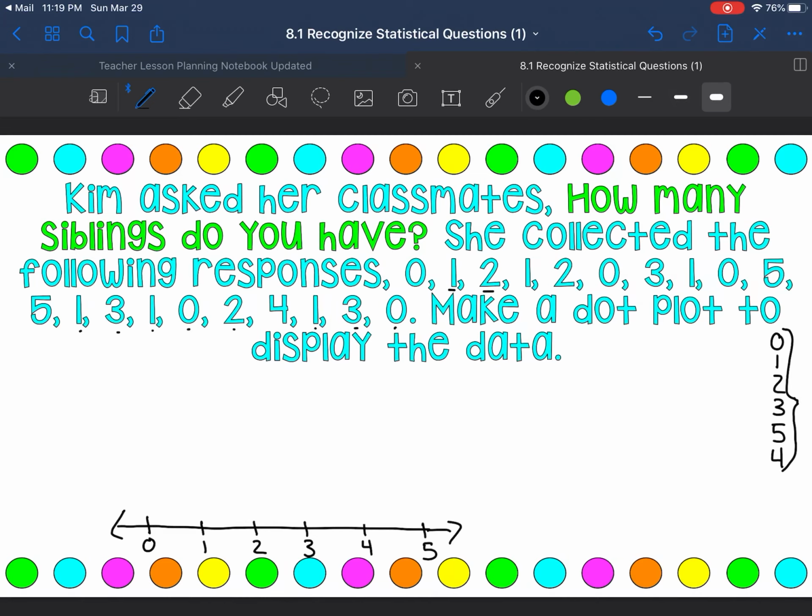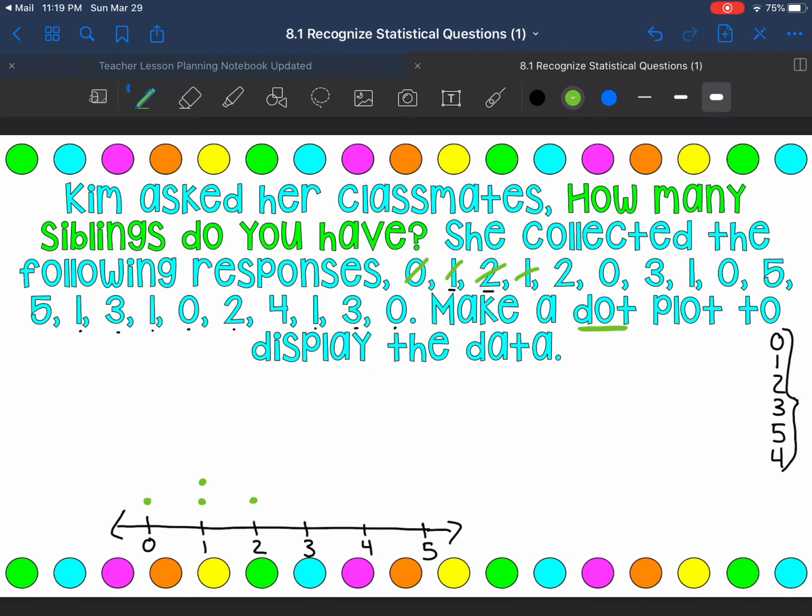Okay, so now I just need to plot this. Since it's called a dot plot, all you do is plot a dot. So I got a 0, I'm going to plot that. I got a 1, I'm going to plot that. Now, every one of these numbers is its own dot, just so you know. I got a 2, I'm going to dot that. Now, I have another 1. I'm going to dot that 1 right on top of my last one.